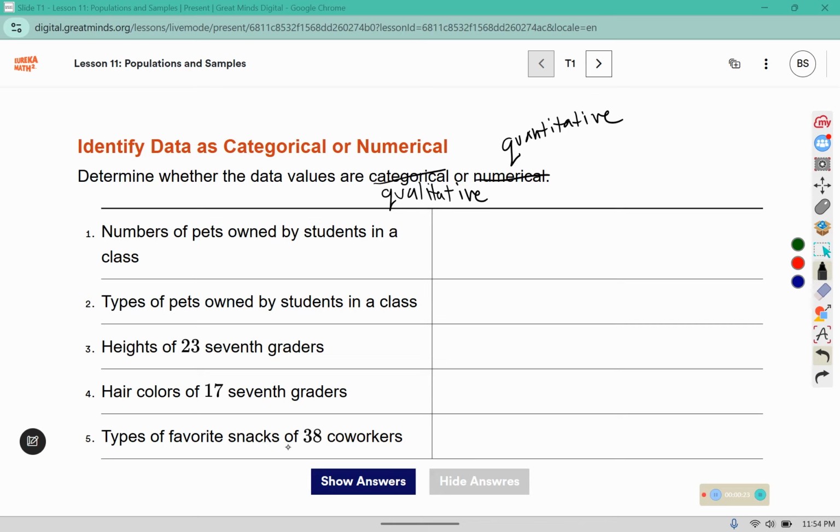So the types of favorite snacks of 38 coworkers, the snacks are going to be described with a label. So we're using qualitative data. If the data is described using numbers, then we would use quantitative data. So labels or numbers.